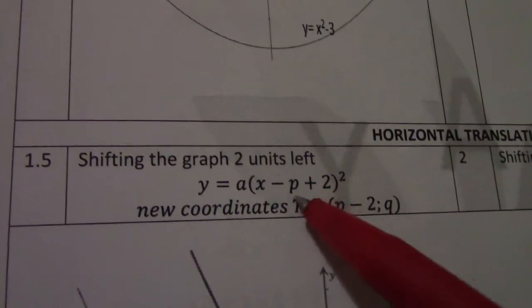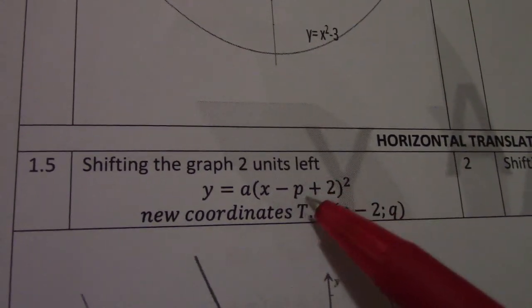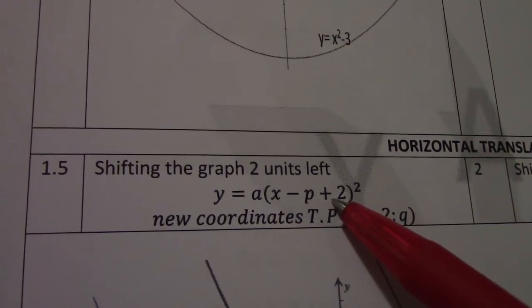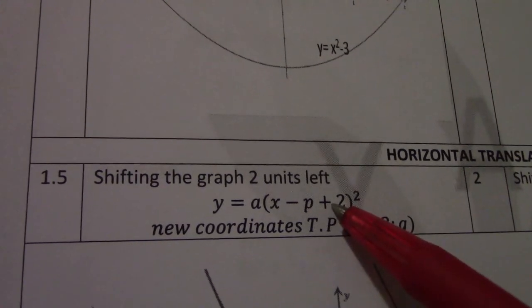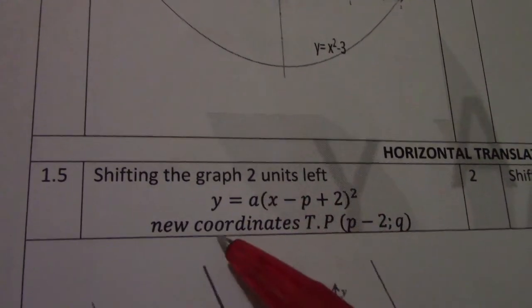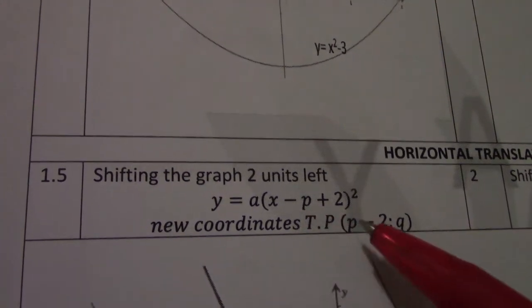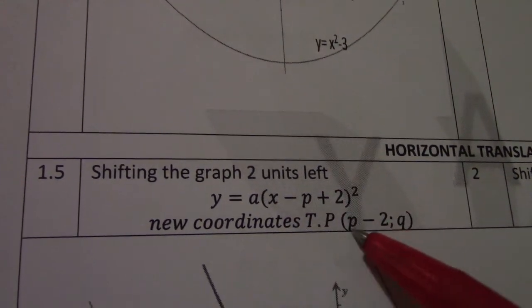Horizontal translation, shifting the graph 2 units left. So you should know we always shift by my p-value. So there to the left, although it's negative, I must write plus 2. Because if I simplify x plus 2 equals 0, if I take the 2 to the other side, it becomes negative 2. If we're told to find a new coordinate, remember the turning point is (p; q). For the new coordinate, I put it straight in as 2 units left: (p minus 2; q).